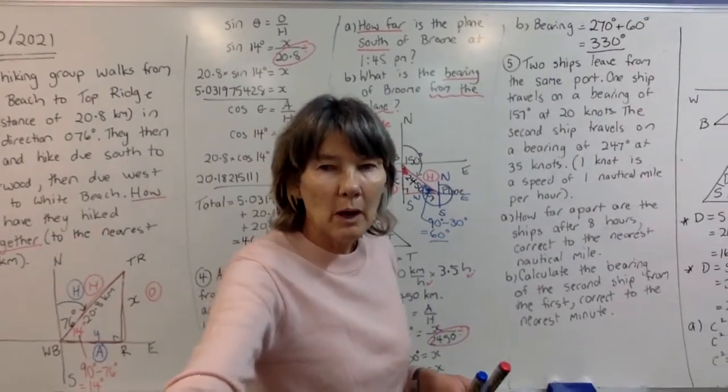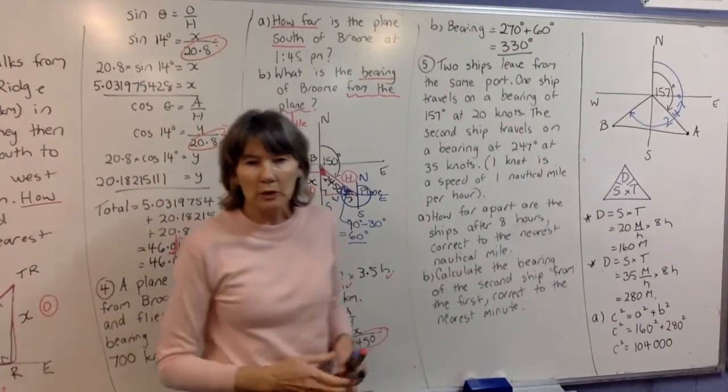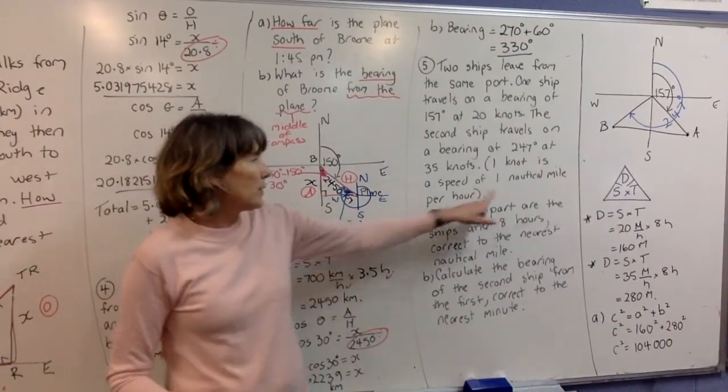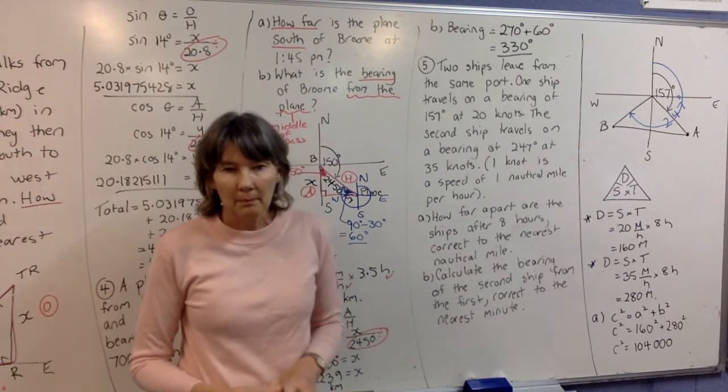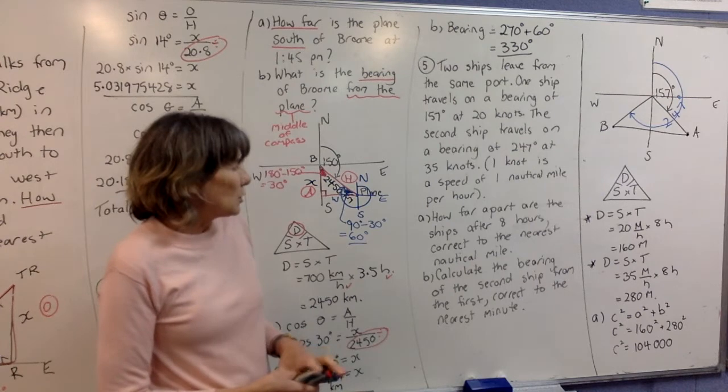Those of you that have anything to do with boats or the water will know what a knot is, but most people don't. A knot is 1 nautical mile per hour. Okay, so it is a speed. All right, so we're going to start to draw this diagram.